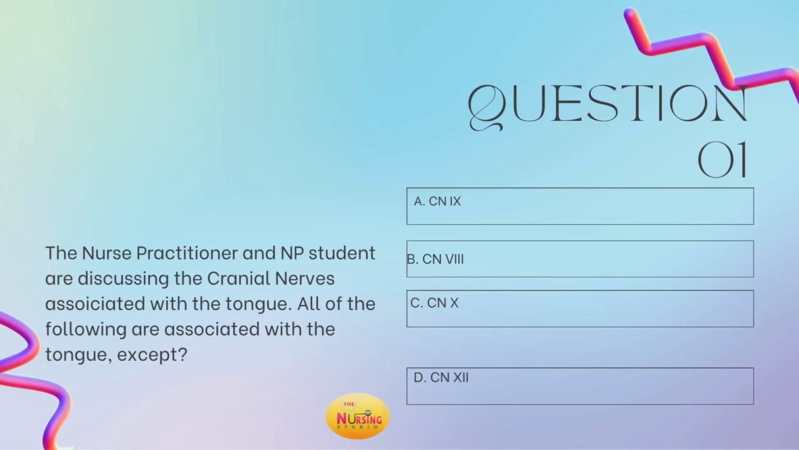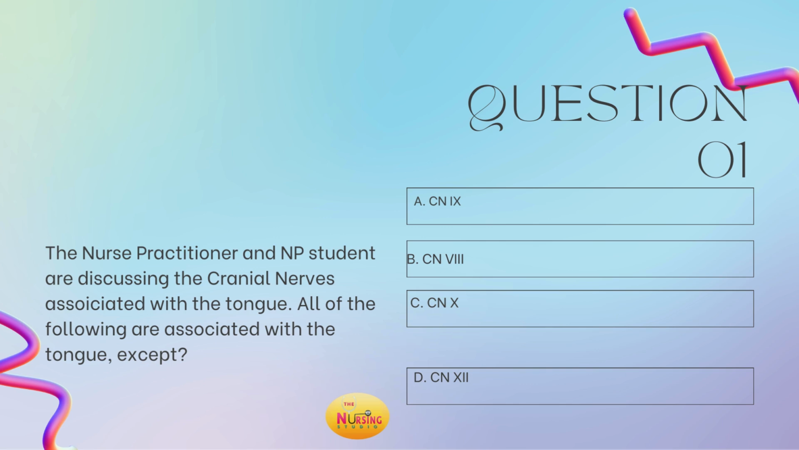Question number one states the nurse practitioner and NP student are discussing the cranial nerves associated with the tongue. All of the following are associated with the tongue except is it A, cranial nerve 9, B, cranial nerve 8, C, cranial nerve 10, or D, cranial nerve 12? Take a moment and tell me what you got in the comments, you guys.